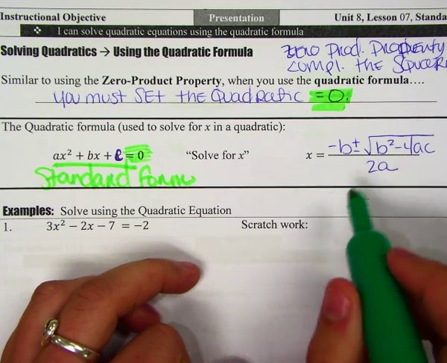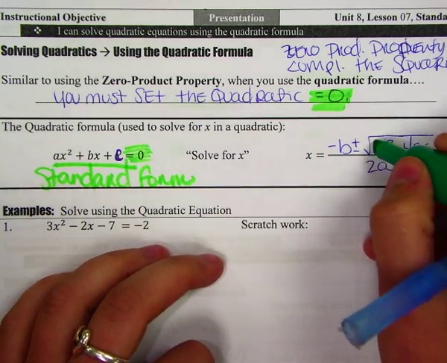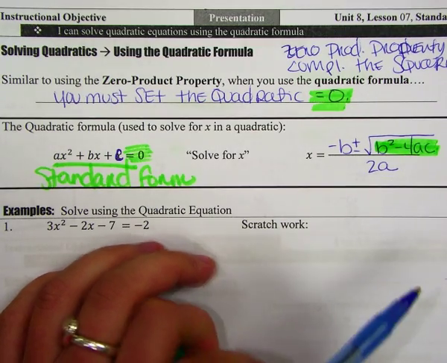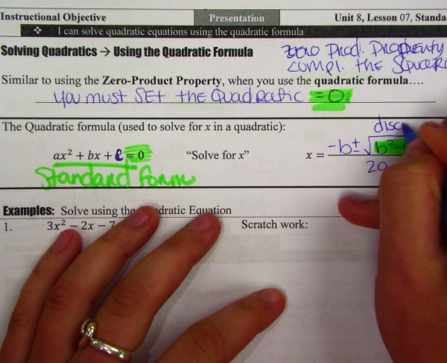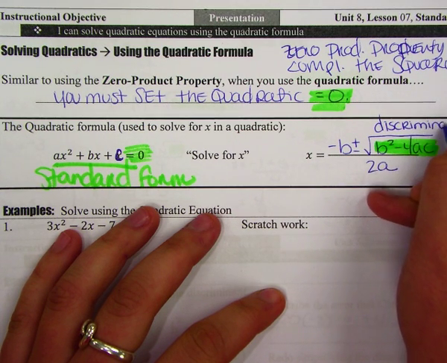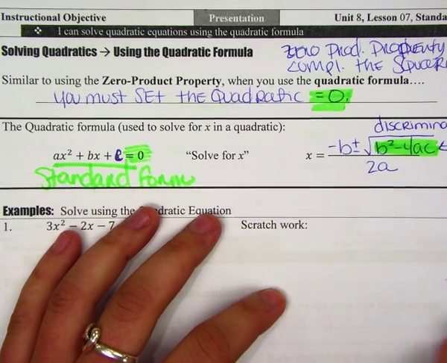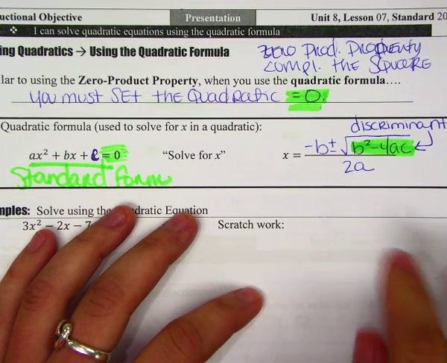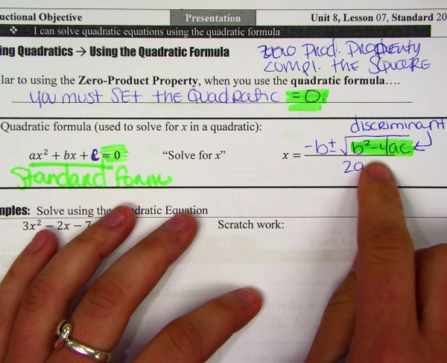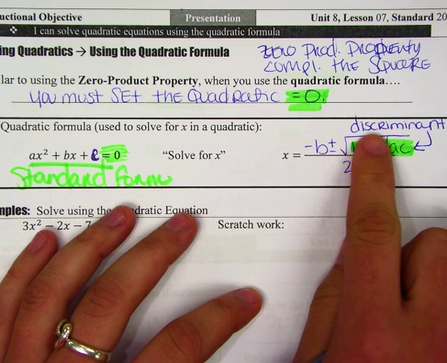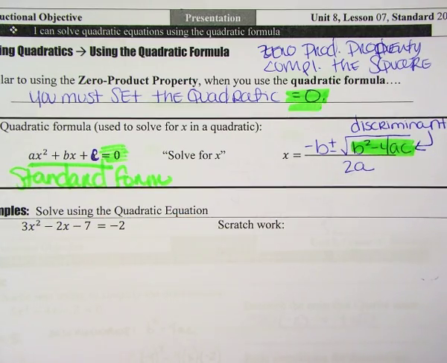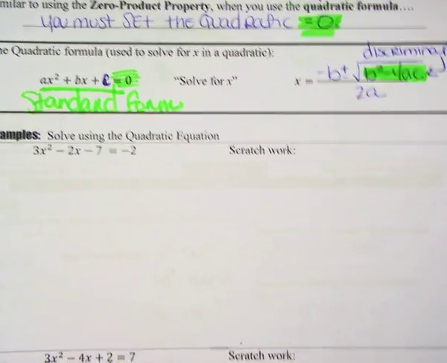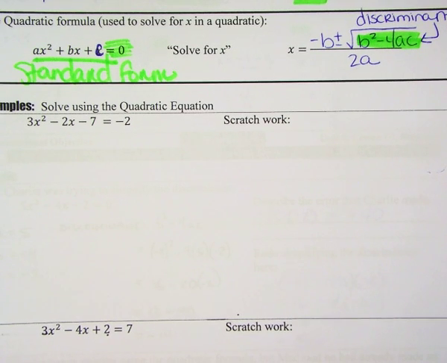This formula, you do need to memorize it. The part underneath the square root, b squared minus 4ac, is referred to as the discriminant. We're going to talk a lot more about that later. However, I just want you to know that because I'm going to refer to simplifying the discriminant in just a moment. So let's go ahead and do an example. I'll leave that at the top so you can see it.